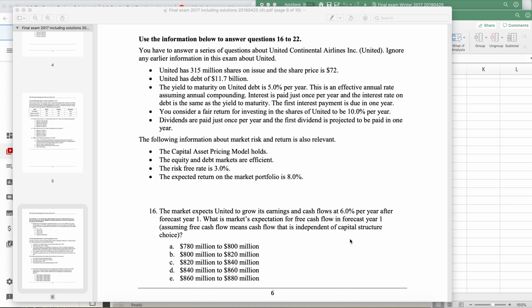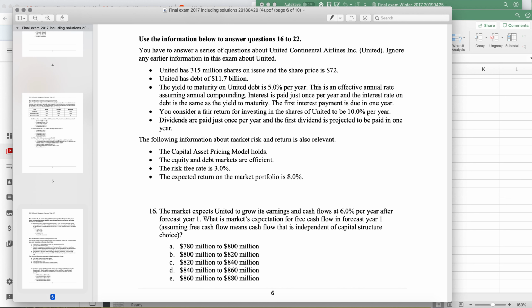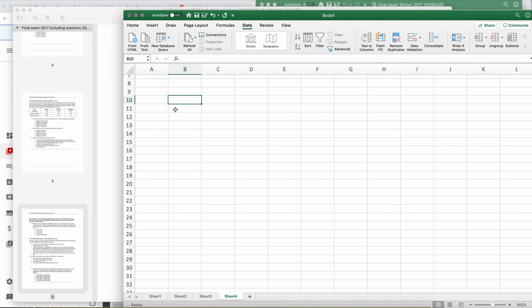This is question 16 from the 2018 final exam. The question asks, what is the market's expectation for free cash flow given that they expect cash flow and earnings to grow after forecast year 1 at 6%? And we have some other information about United. So let's just set this up.